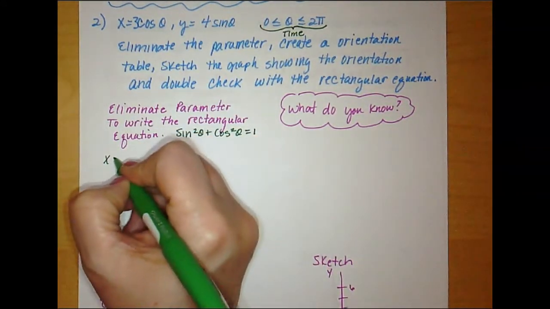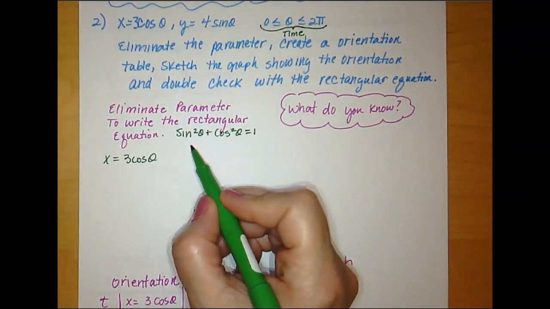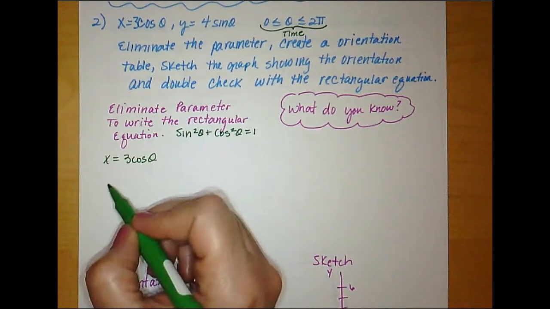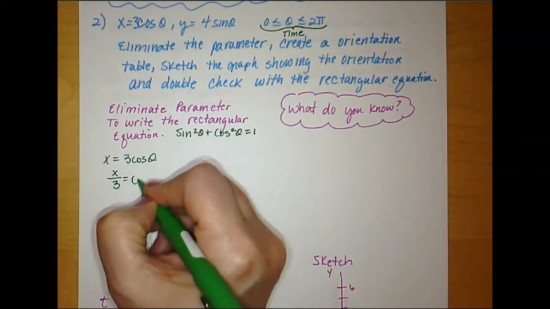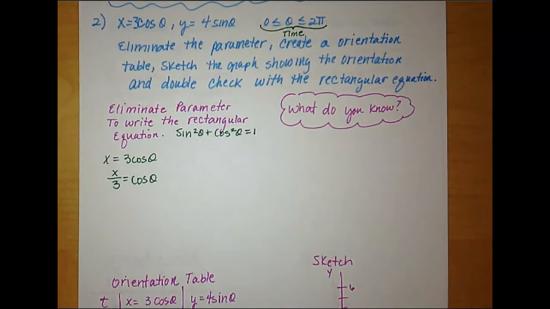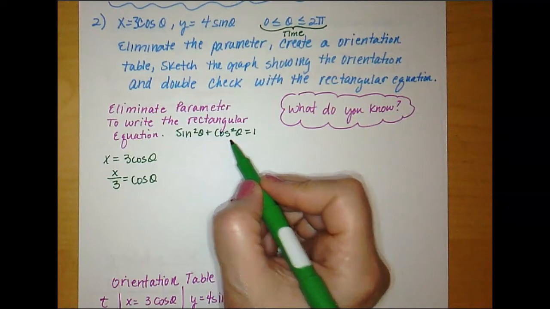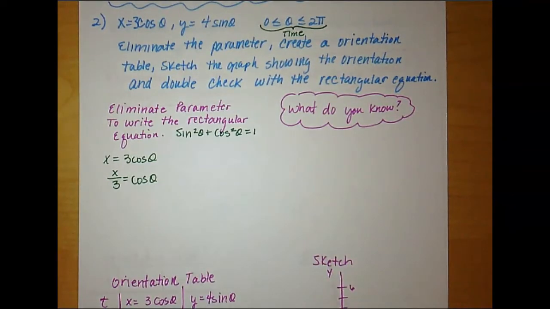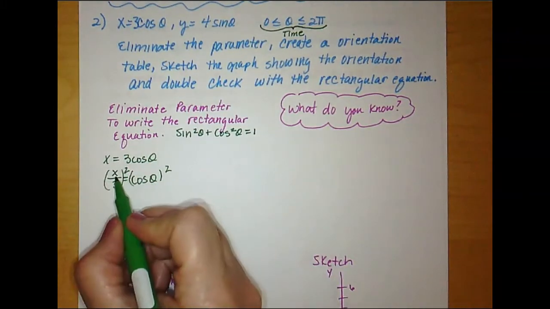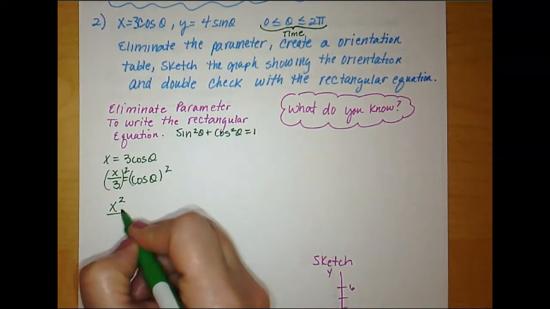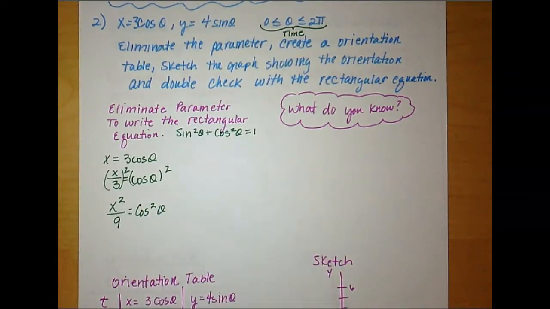So first I'm going to take x equals 3 cosine theta, and I know in my identities I need cosines and sines, so I'm going to manipulate this equation and get cosine by itself. So that means I'm going to have x divided by 3 equals cosine theta. That's real close, but what is the identity? It's not cosine theta, it's cosine squared theta. So to make it match my identity, I need to square both sides. And so x times x is x squared, and 3 times 3 is 9, and that's what cosine squared theta is going to equal.